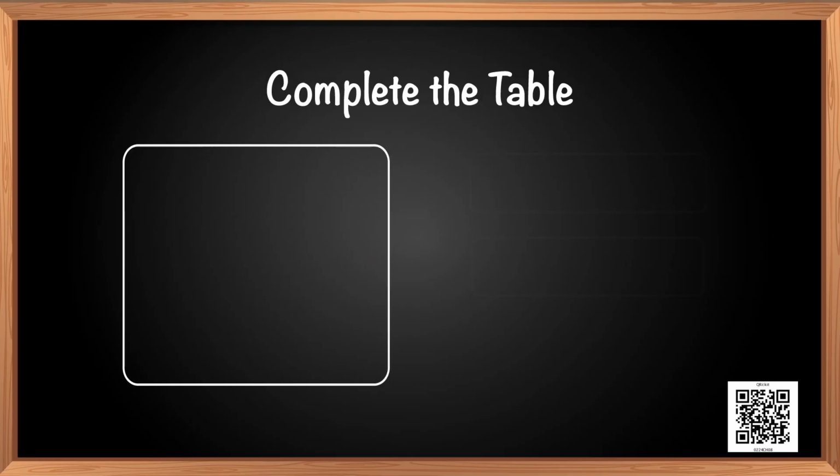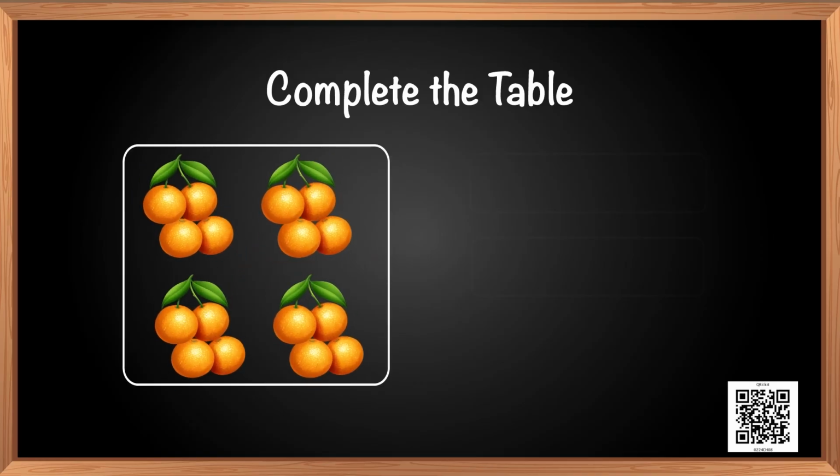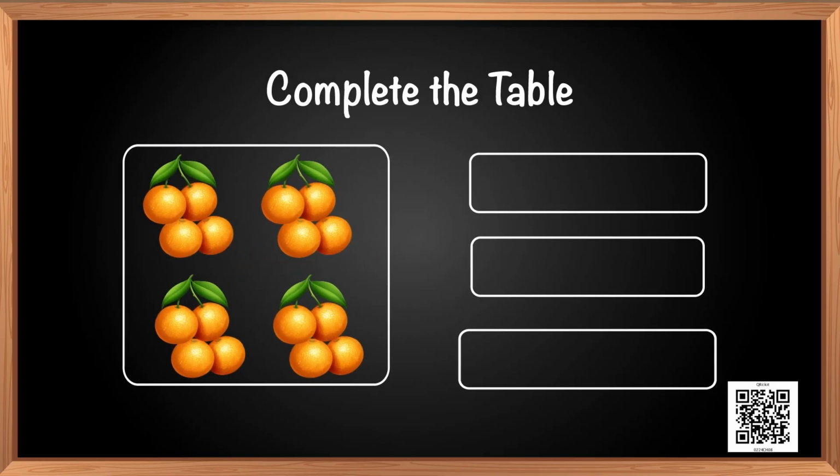Very good. Now, can you see the oranges there? Can you count the number of groups? Now write them in 2 different ways. The third one is done for you.